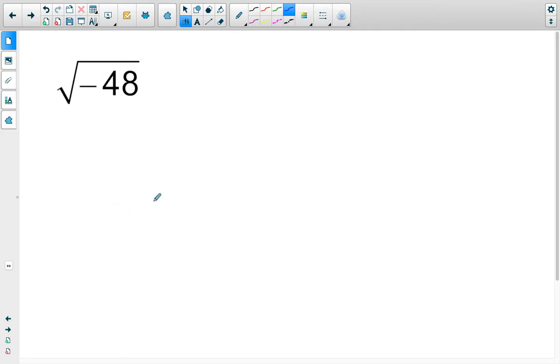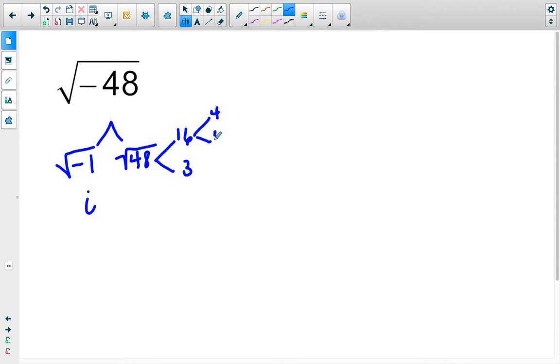The square root of -48 turns into the square root of -1 times the square root of 48. So I have i. 48 is the same as 16 times 3. 16 is 4 times 4, so I've got two of a kind there. So i times 4 times the square root of 3, or 4i square root of 3.